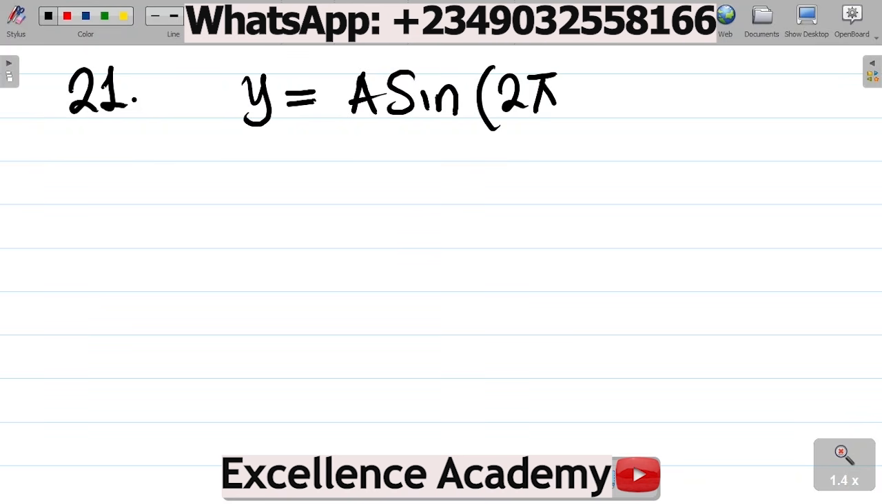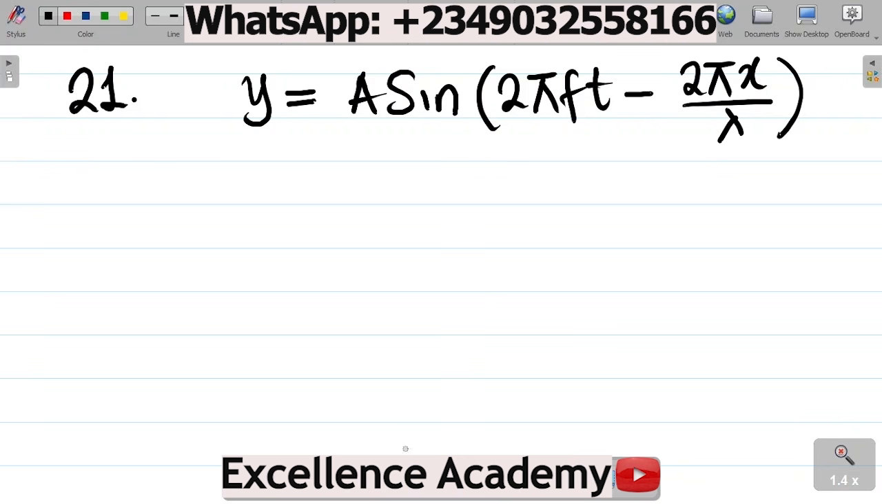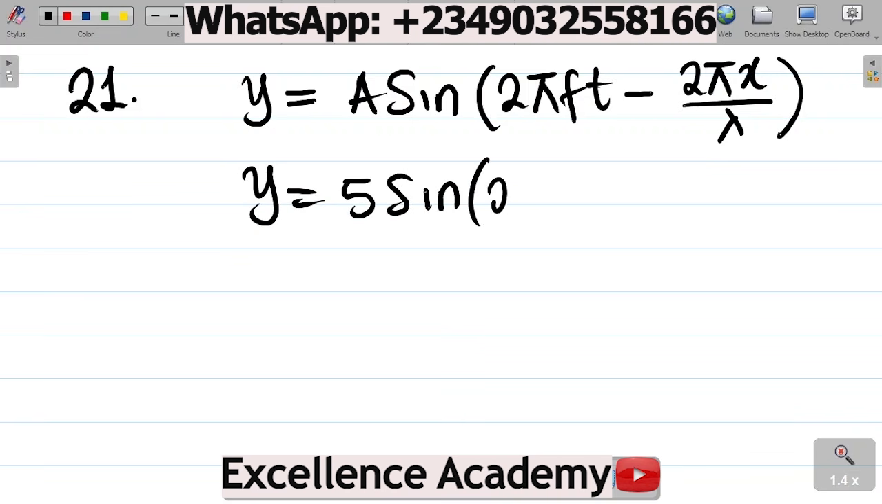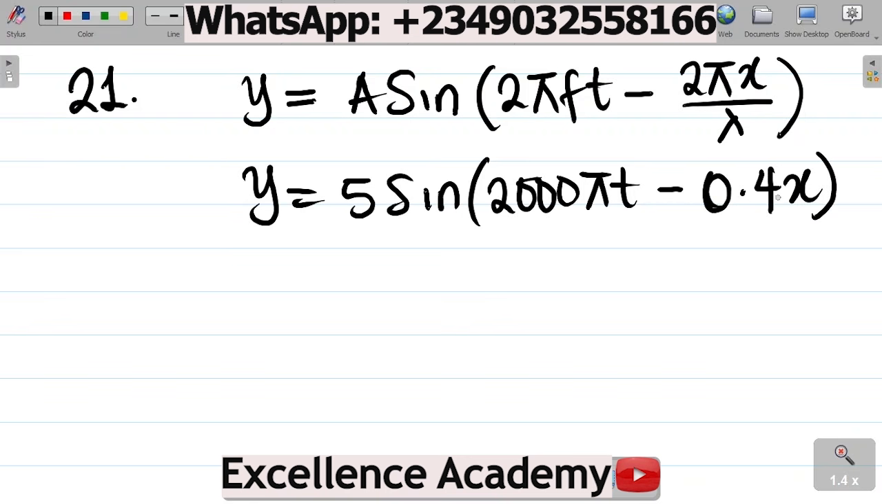Recall that a wave equation is given by y equals a sine in bracket 2 pi ft minus 2 pi x all over lambda. Now, if you compare this particular equation with the given equation in the question, we're given that y is equal to 5 sine 2000 pi t minus 0.4x. You're asked to find the wavelength.